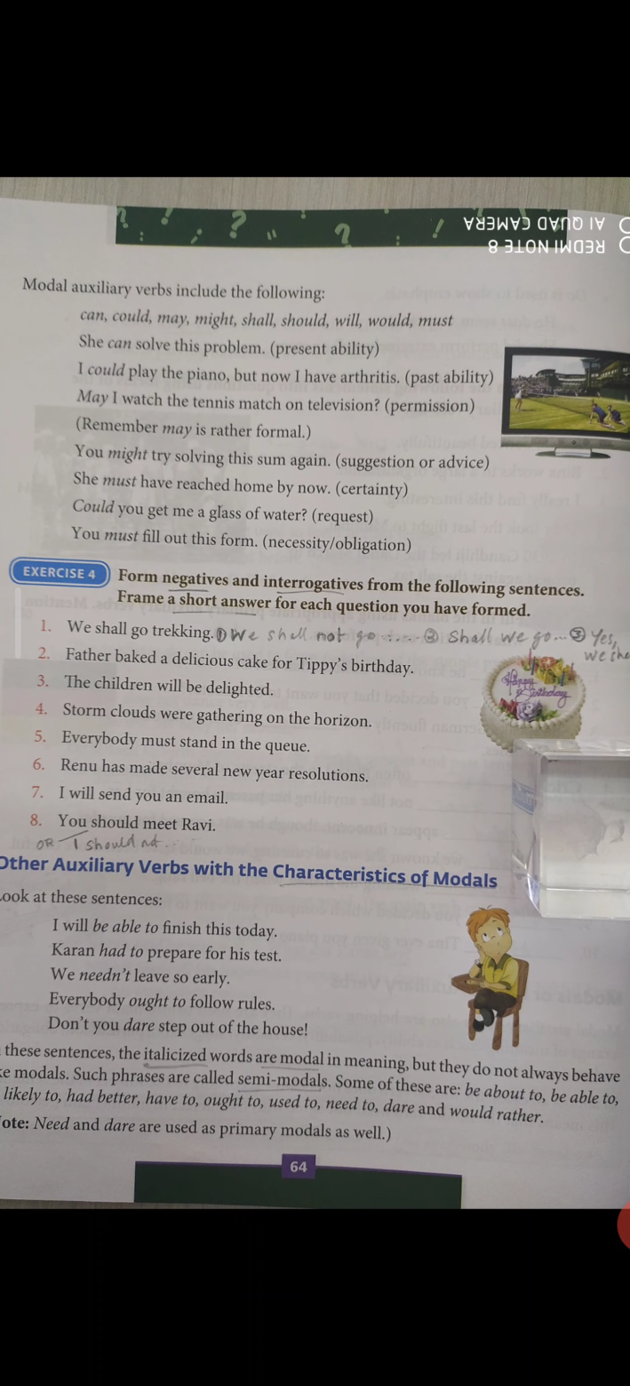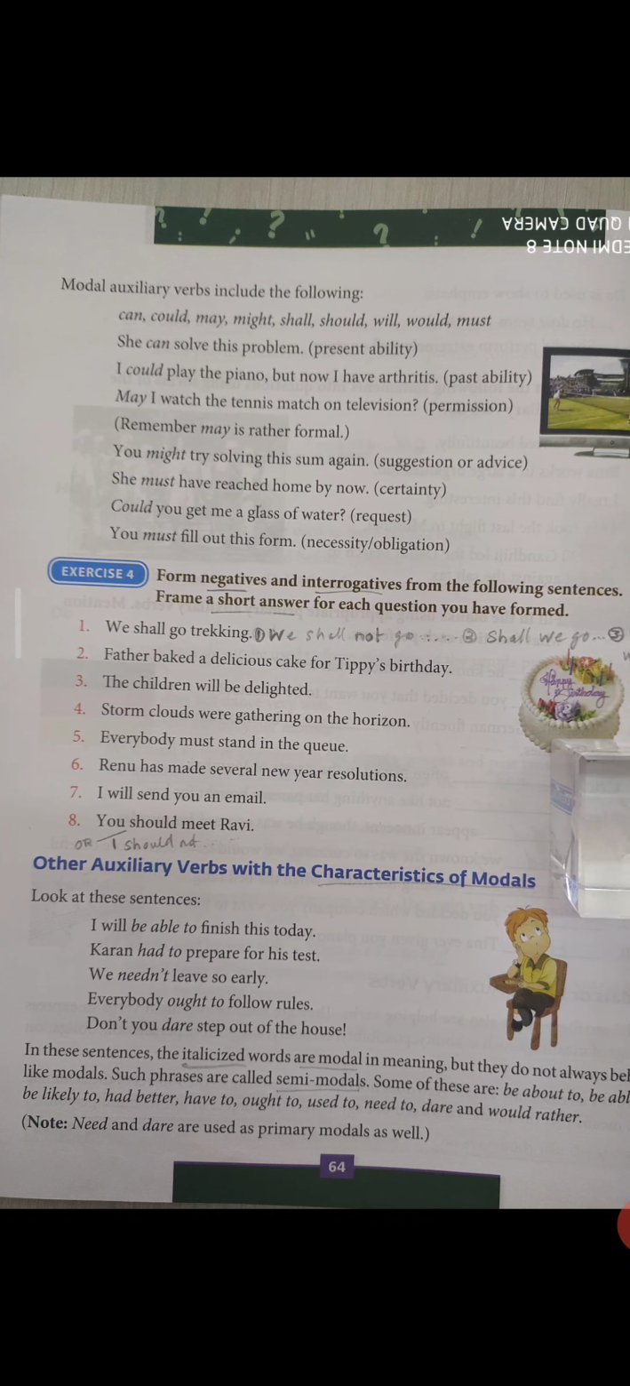Storm clouds were gathering on the horizon. Were gathering. Okay, everybody must stand in a queue. Must stand. Must is a verb. Renu has made several New Year resolutions. I will send you an email. You should meet Ravi. Here when it is you, I also could be used. So I have written it there. It can be used as I also. You should not, or I should not also can be. Should I not? Okay, both are correct.